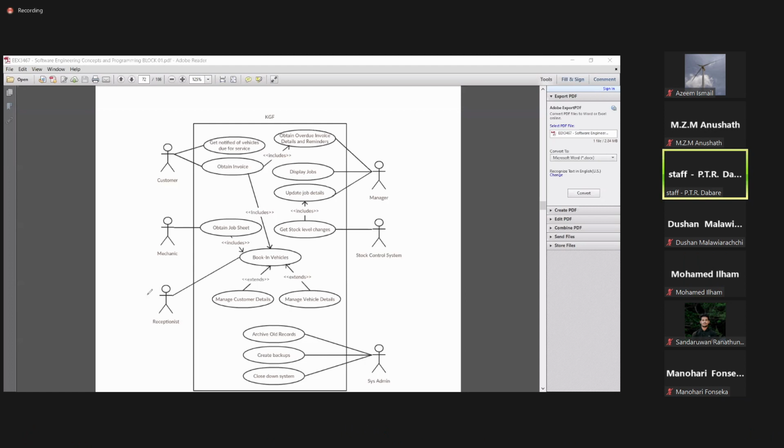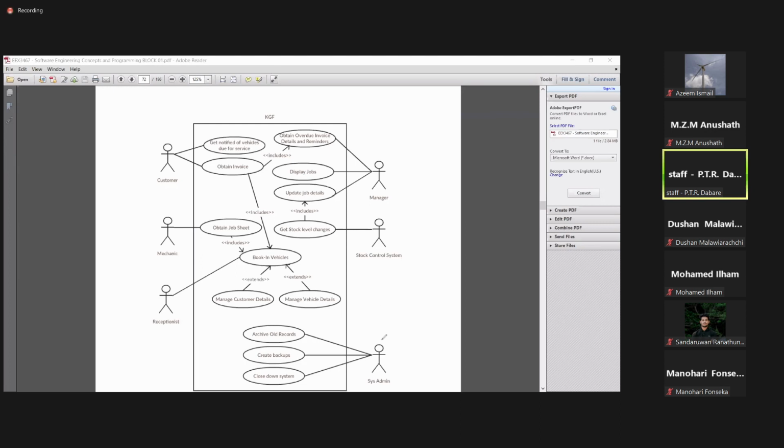So now here, receptionist: book in vehicles. Then manager: obtain overdue invoices. Manager can display jobs. Manager can update job details. See, all the work, no? That's why you have to always use a verb to write in a use case diagram. See, it's very clearly written, students, in this book. How you get the requirements document: you ask the question, clarify, and then draw the use case diagram.